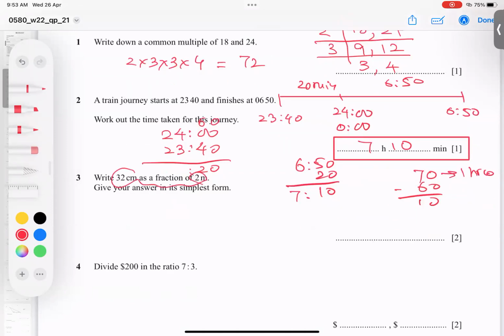32 as a fraction of 2 meters. Make sure of one thing: this is centimeters, this is meters. So 32 keep it up, and 2 meters. 2 meters means times 100. The logic from meter to centimeter: whenever I go ahead, multiply by 100. Now I can check it. 32 divided by 200 gives a simple form, 4 over 25. So our answer is 4/25.